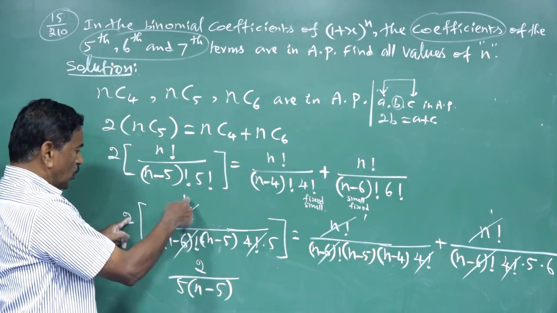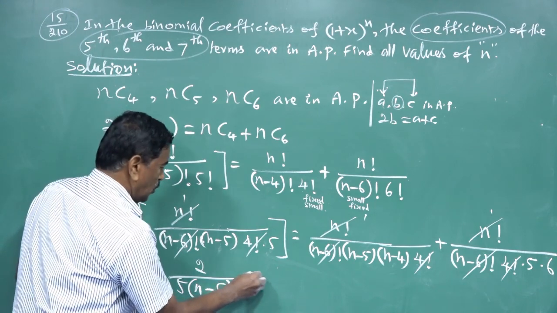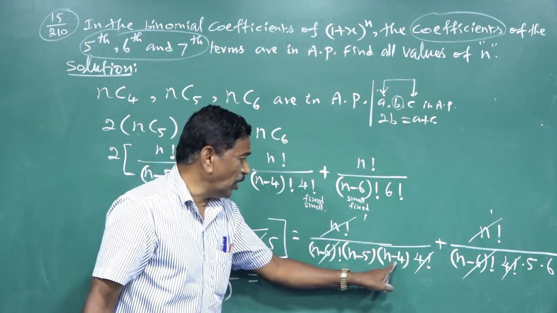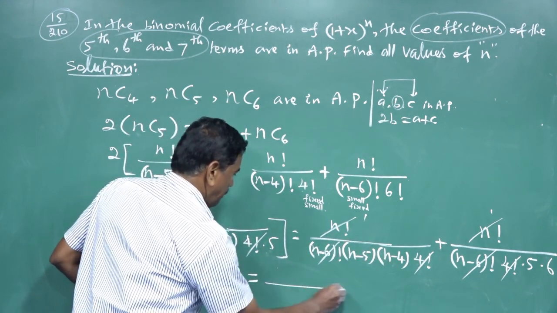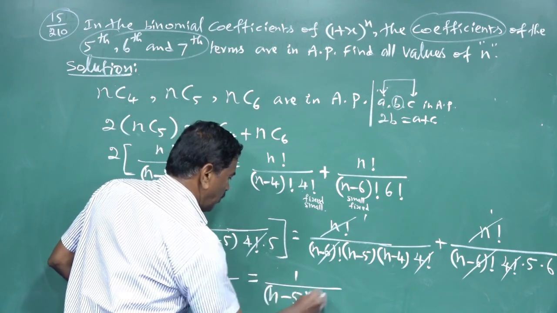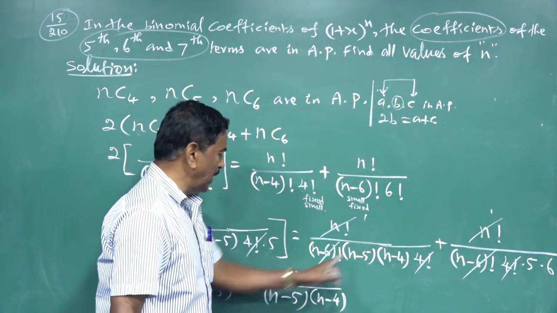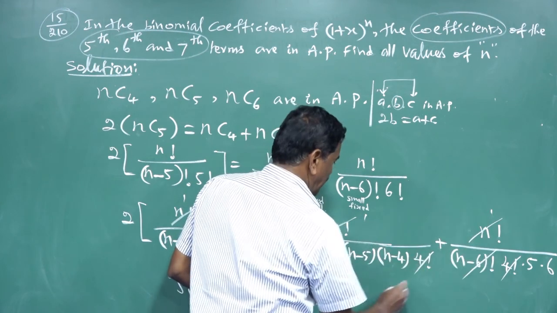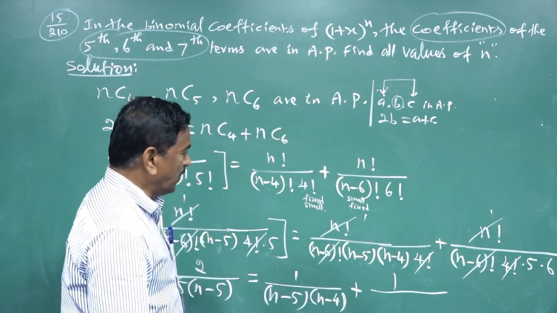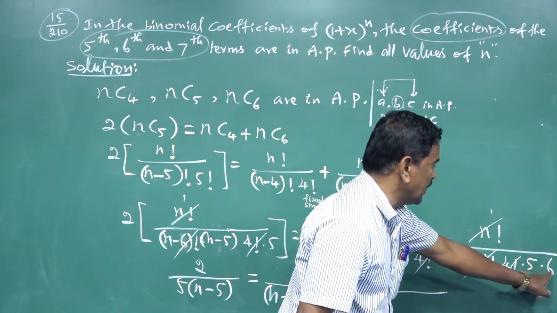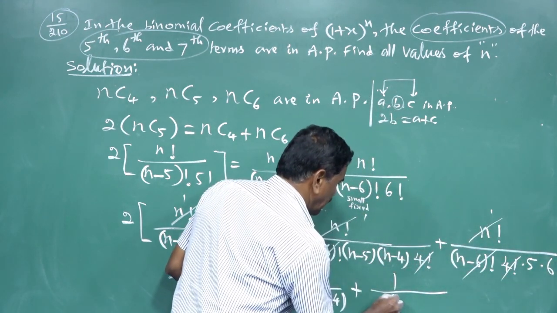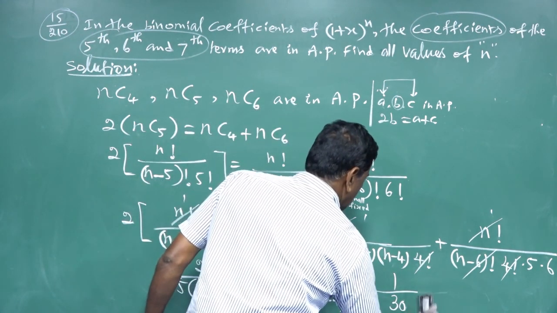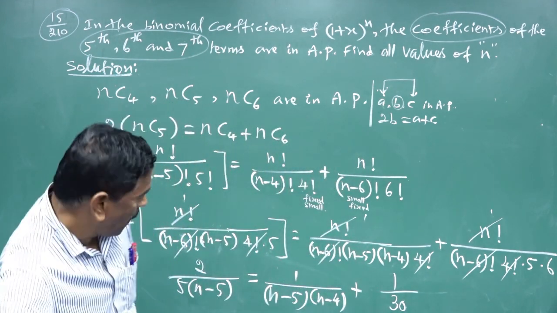So 2 into 1, 2. 2 divided by 5 into n minus 5, which is equal to 1 divided by n minus 5 into n minus 4. Next, plus. Here what is remaining? 1 divided by, what is remaining? 5 into 6. 5, 6 are 30. That's all.